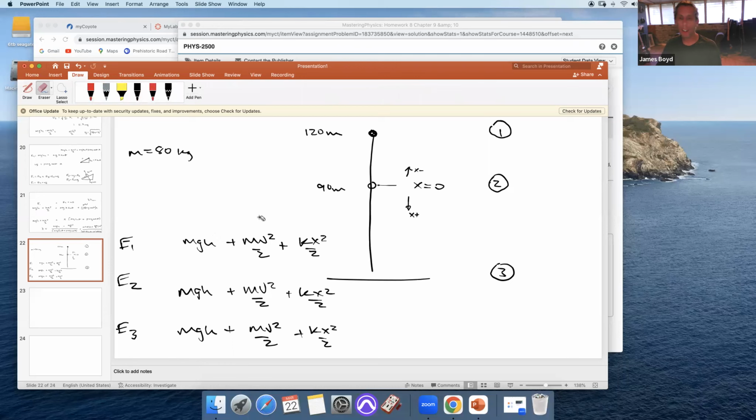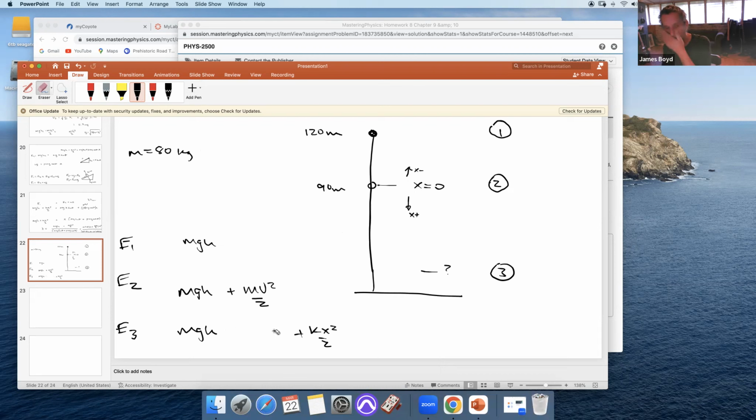Now, just thinking about this, at 1, you have no kinetic energy. You're falling from rest, and the bungee cord doesn't start working until you get past this point right here. At 2, you won't have spring. You'll have mgh and mv squared over 2. And then at 3, we're going to assume that 3 is somewhere before you hit the ground. You're not going to have any kinetic energy anymore, but you'll still have mgh.